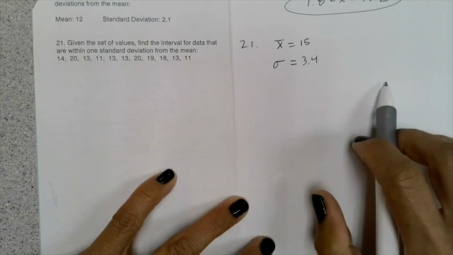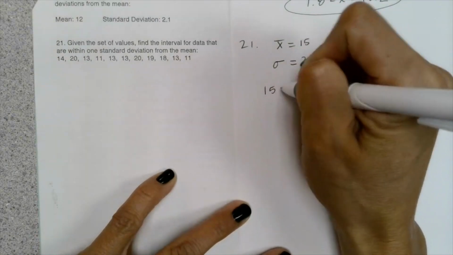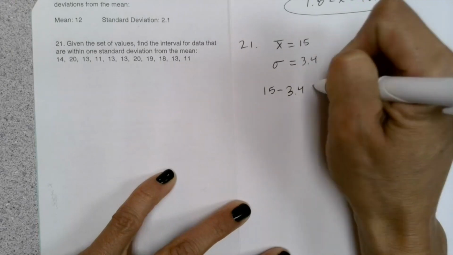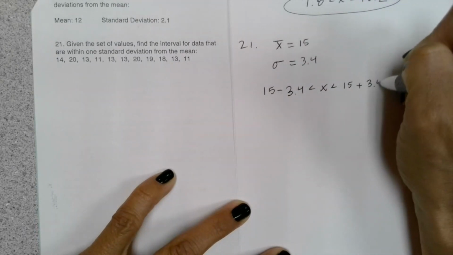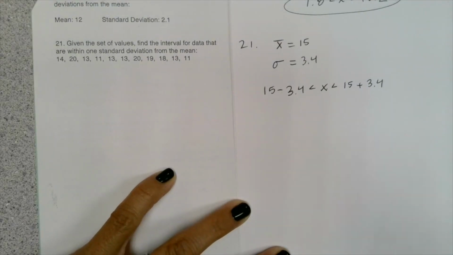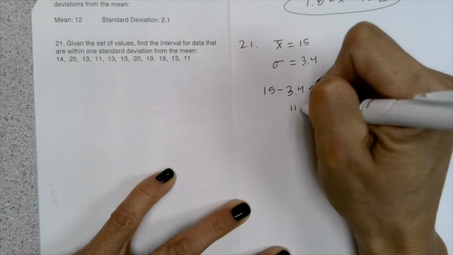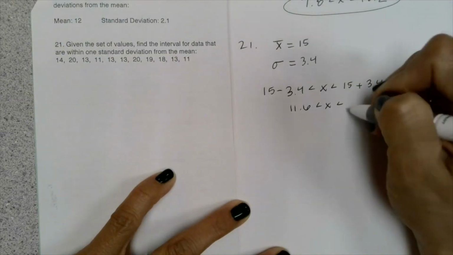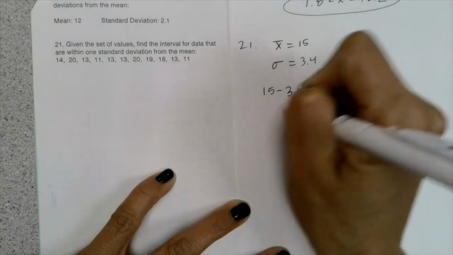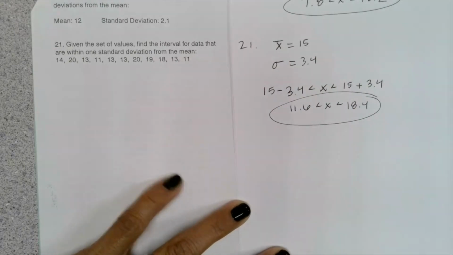And we'll set up the interval again. So we'll go mean minus the standard deviation, and then we'll go the mean plus the standard deviation. So you end up getting 11.6 is less than x, which is less than 18.4. And there's our interval.